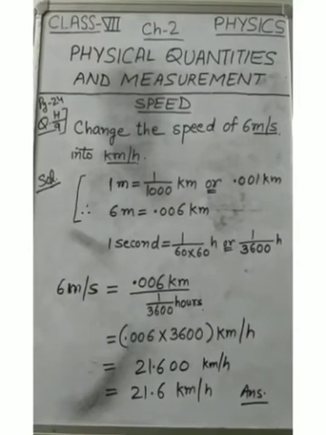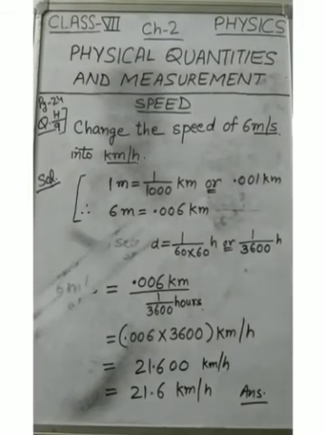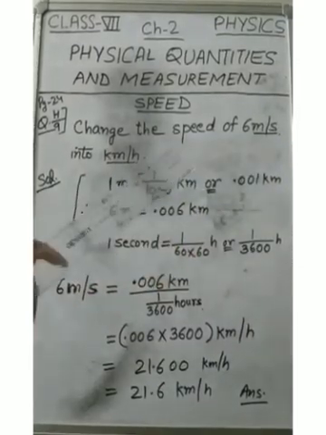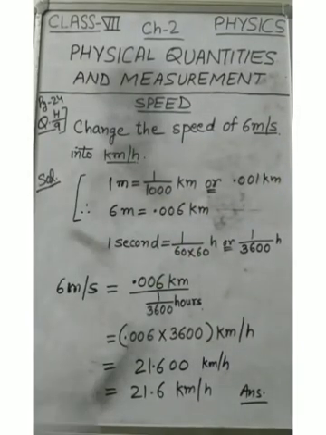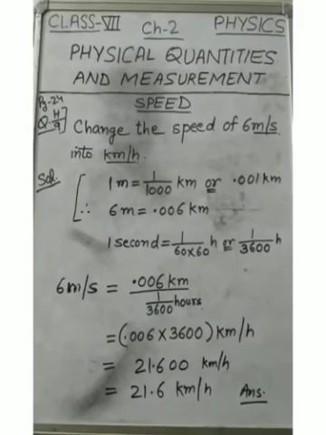So students, whenever you solve a problem of speed, first of all you have to see the units. They must be the same, and if they are not the same, you know how to convert them. This is how you will convert them, and after that you will apply the formula to get the answer.